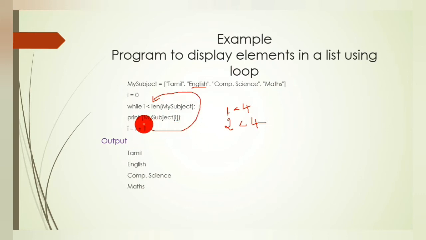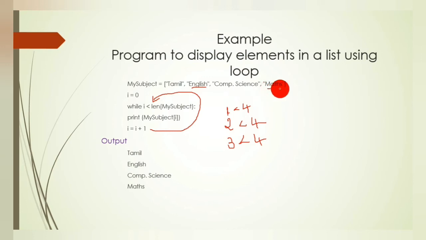Again the value of i is incremented by 1. That is, now the value of i is 3. So again it checks the condition: 3 less than 4. The condition is true. So when the condition is true, the loop statements can be executed. That is, print my subject of 3. So what value will be printed?